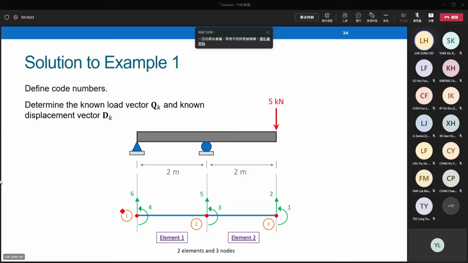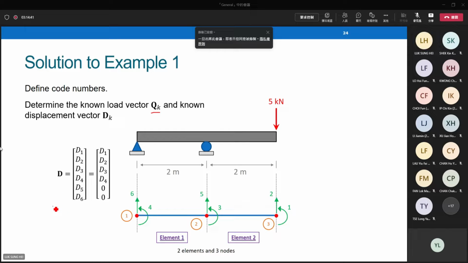Here, I would like to also construct the known force vector and our known displacement vector, Dk, Qk, these two things. You can do this at the beginning because it just depends on the boundary conditions and the applied loading conditions.